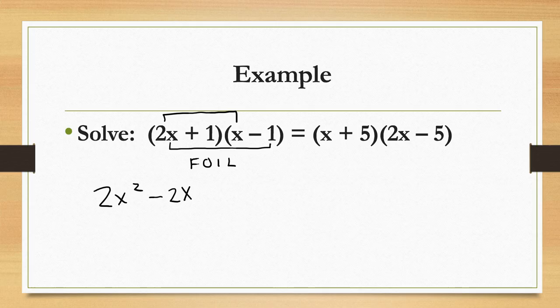The I stands for the inside terms. So we're going to be multiplying the positive 1 times the positive x. That gives me a positive 1x. And the L stands for the last terms. So we'll multiply the positive 1 times the negative 1.